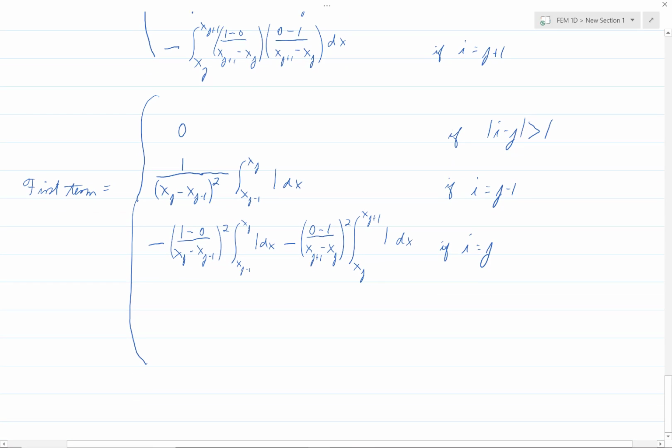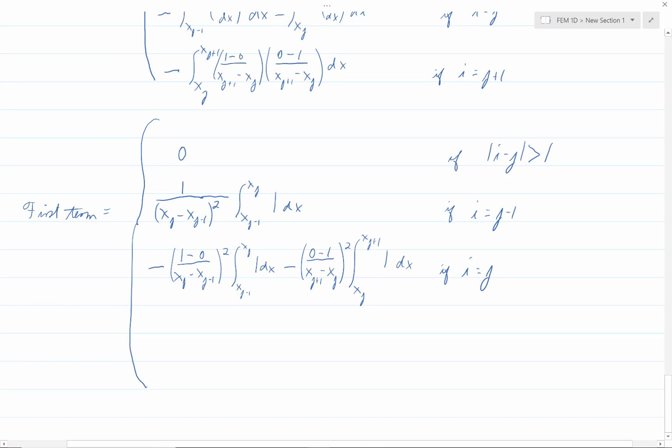And then finally for this last one, we will have 1 over (xj plus 1 minus xj) squared, integral xj to xj plus 1 of 1 dx. That's if i equals j plus 1.